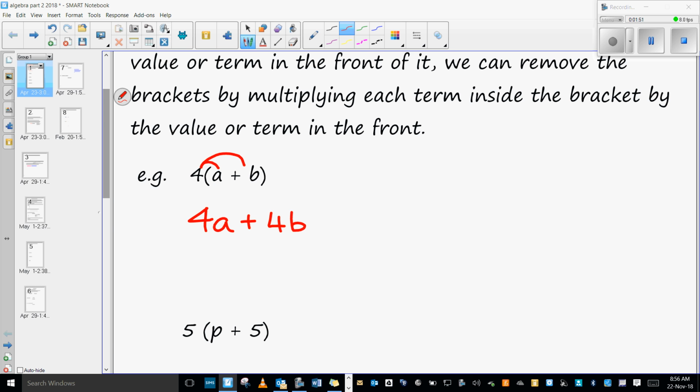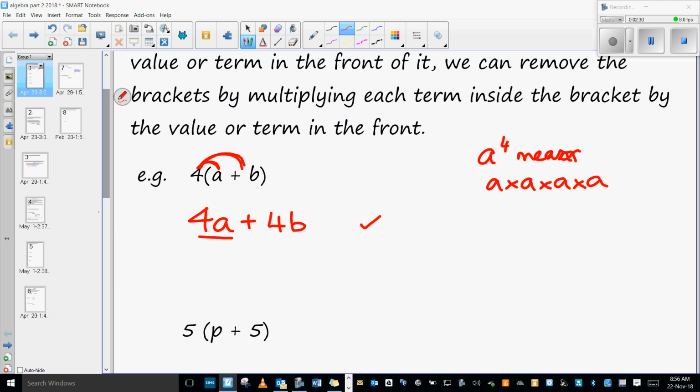That was pretty straightforward, wasn't it? So this 4 has to be multiplied by both of these two things inside here. I did 4 multiplied by a, and I got 4a. And then I did 4 multiplied by plus b, which gave me plus 4b. Wait, wouldn't it be a to the power 4? No, remember a to the power 4 means a multiplied by a multiplied by a multiplied by a. So 4a means 4 multiplied by a.